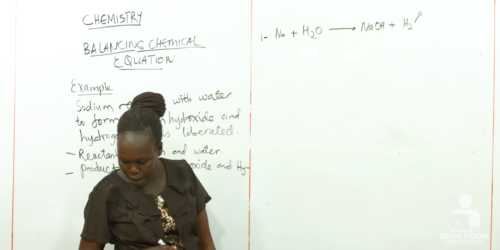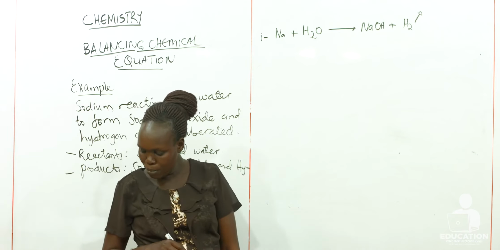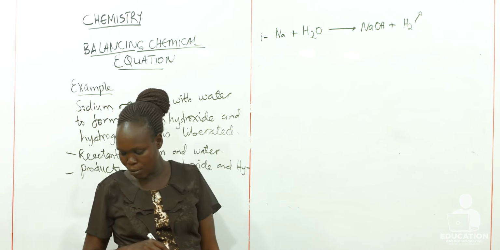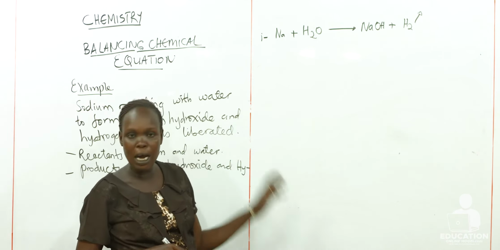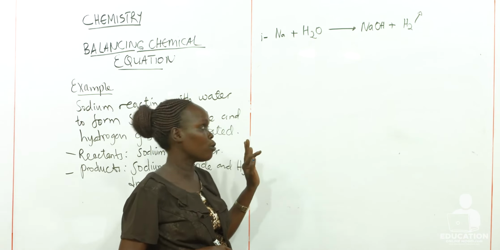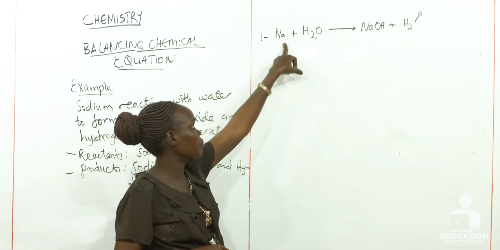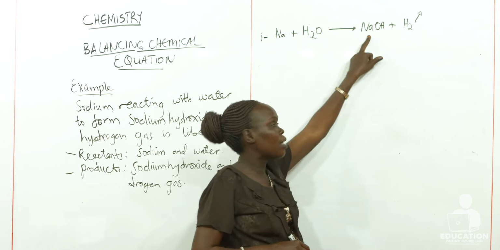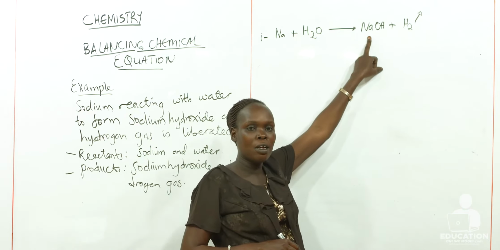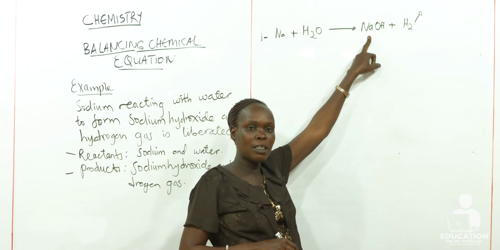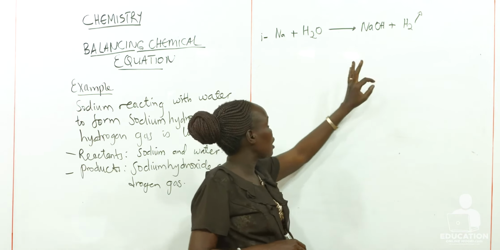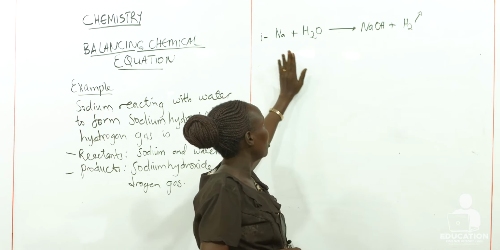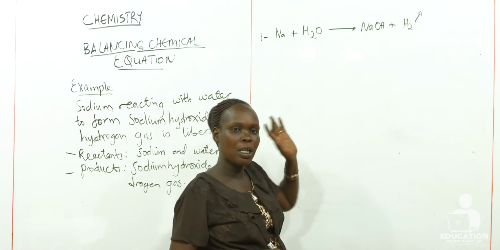So the next step is there can only be even numbers of hydrogen atoms on each side. So when we count the number of the atoms, here we have sodium, one on the left hand side, and here we have one atom of sodium at the right hand side. So in this case we have equal number of sodium atoms.